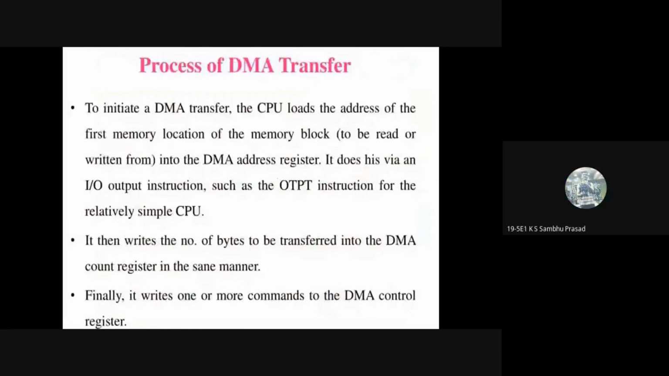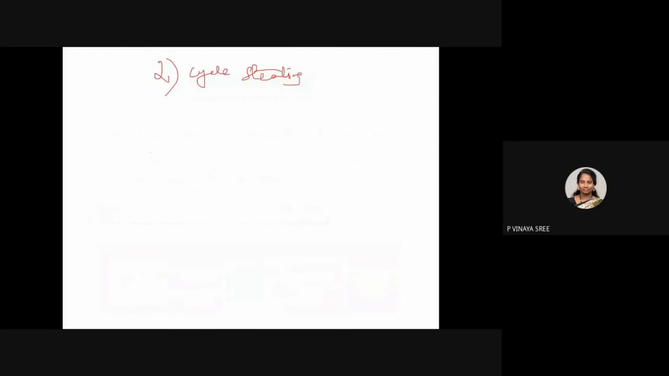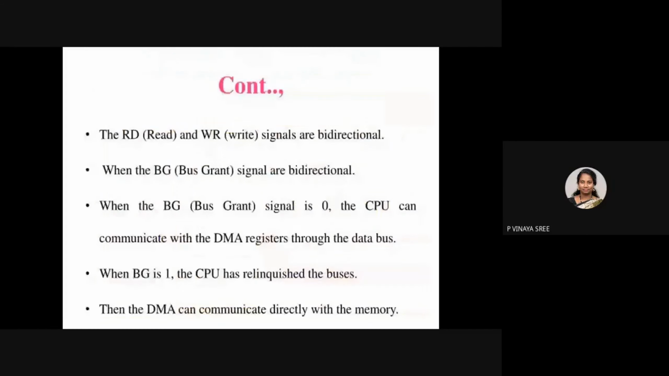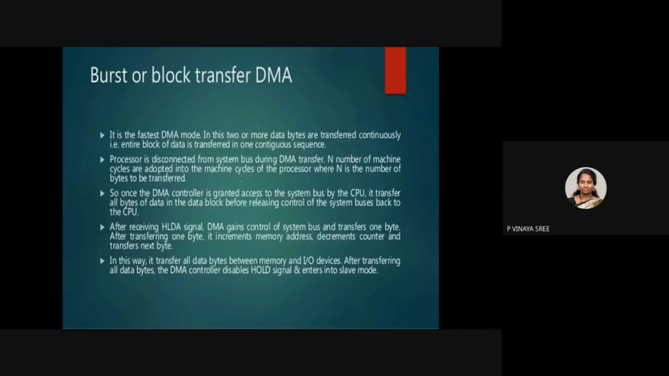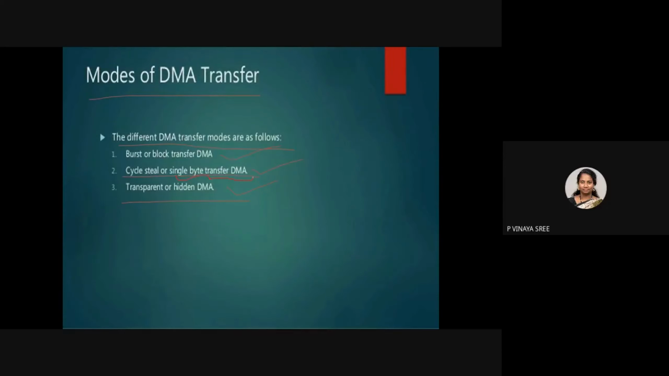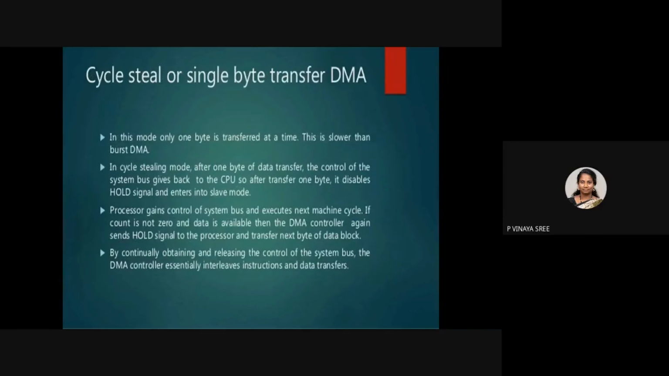Cycle stealing. The second one is cycle stealing. So in cycle stealing, what we'll be doing is one word at a time. So it is also called a single byte or a word; in this case, considered as a word. In this mode only one byte is transferred at a time. This is slower than the burst transfer.